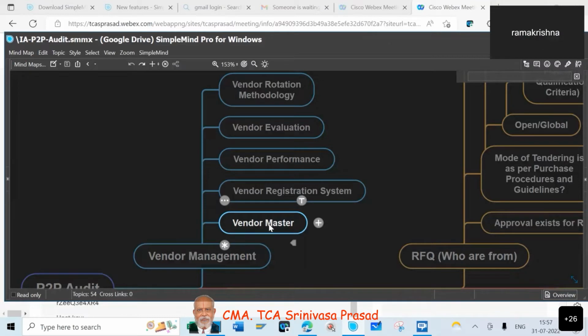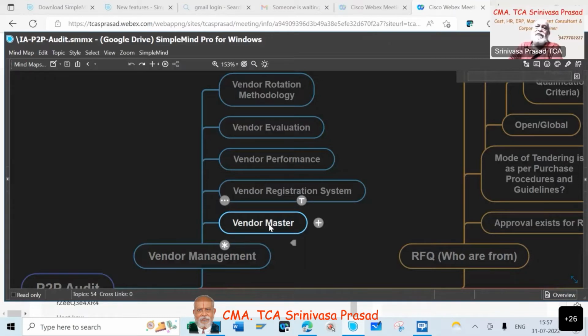It puts a load on us also. Yes, there is a vendor master team, so that team has to work and change all these things. So we should not allow it. As a person who is going to do an audit, we should look at this angle also. That is what I am suggesting.